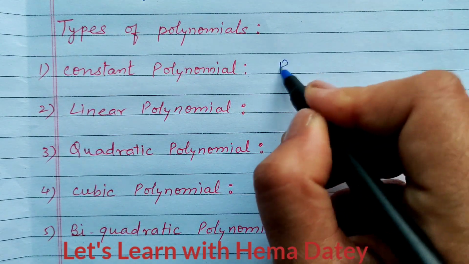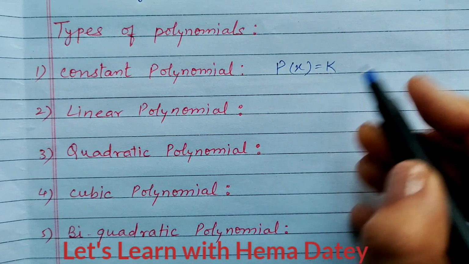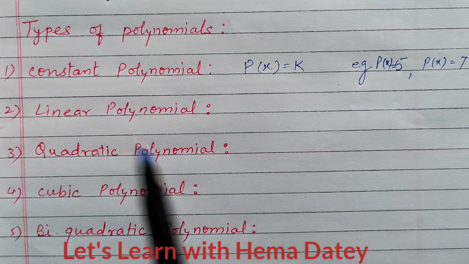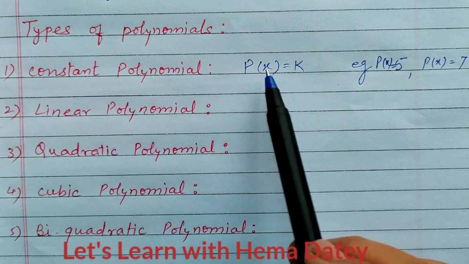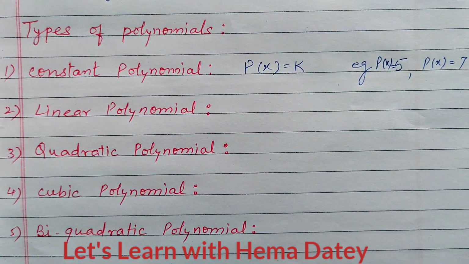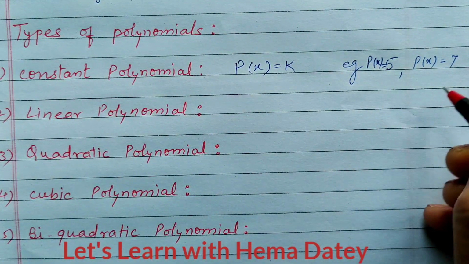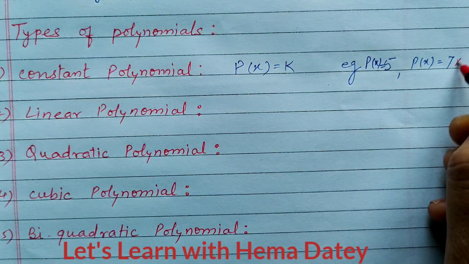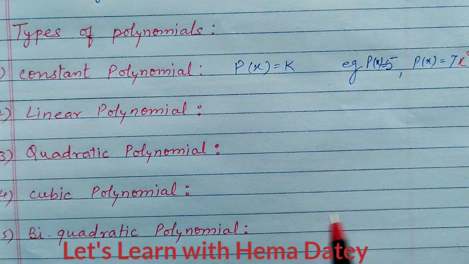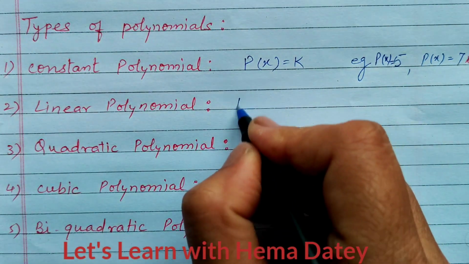First is constant polynomial. Example p(x) equals k or any number. Example p(x) equals 5 or p(x) equals 7. They are the examples of constant polynomials. Now what is the degree of a constant polynomial? There is no variable, so we can write x raised to power 0. So the degree of a constant polynomial is 0.